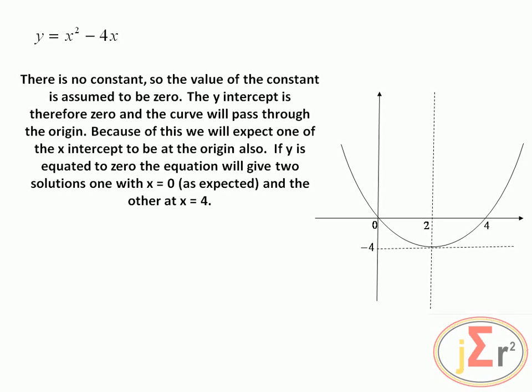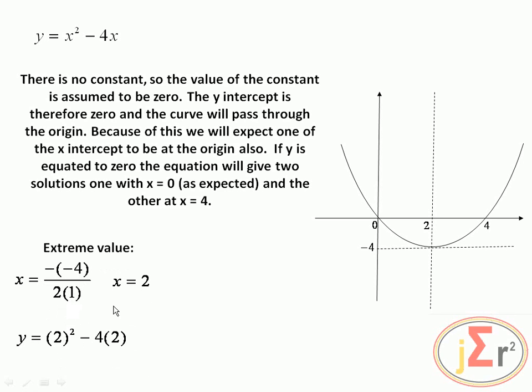If y is equated to 0, the equation will give two solutions, one with x equals 0 as expected, and the other at x is equal to 4. So extreme value, look at the extreme value, we have -4 right there, and 2 times 1, see what we have? The value of x is equal to 2, and that will be the equation of the axis of symmetry. Substituting that into the expression, this is our result, and y is equal to -4. So it passes through 2, -4. So the extreme value is -4, and the corresponding x value is 2.